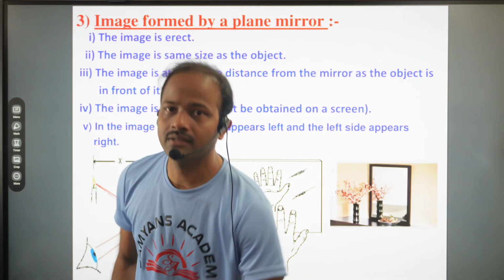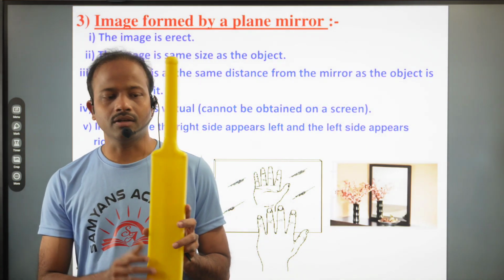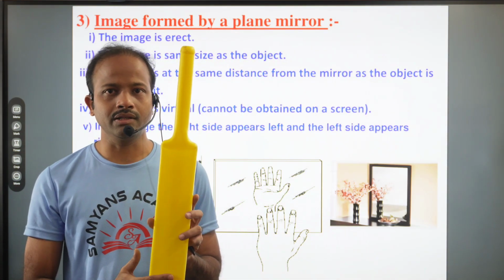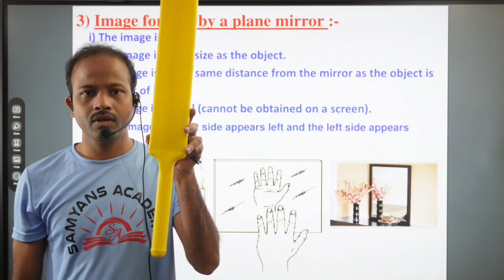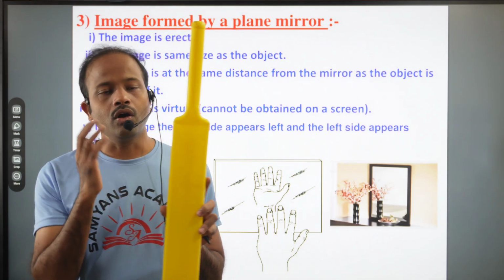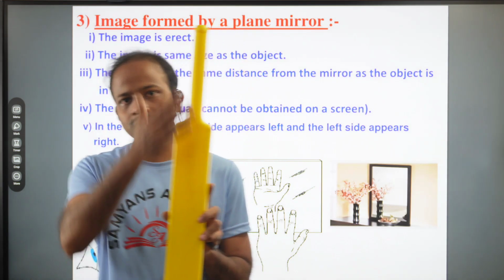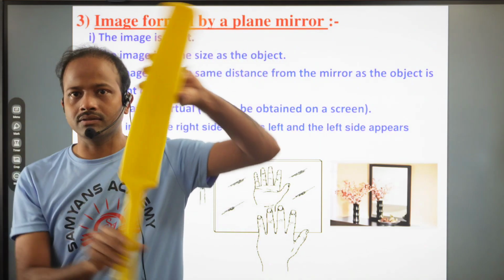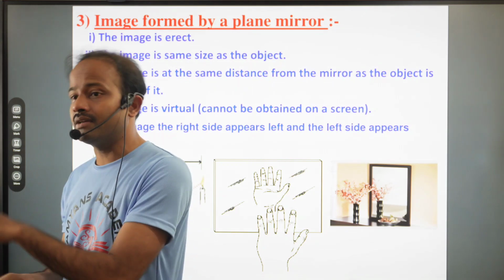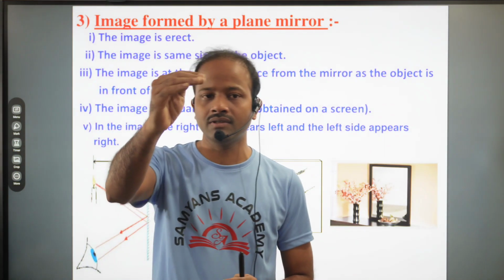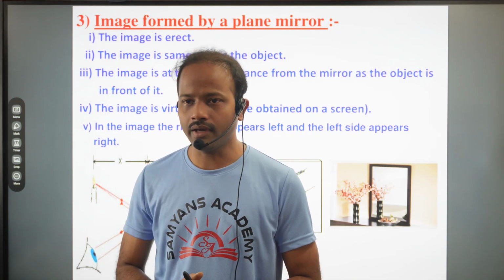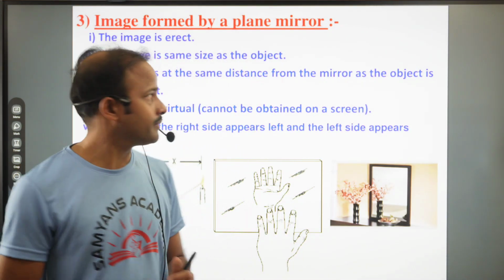Okay, suppose a bat is there. When you take this bat, how will you get the image? You will get the image the same way. You are not getting it like this, right? Suppose you are showing the bat in this direction. How will you get the image? You will get the image also in the same direction. You are not getting it like this, right? It means the image is not inverted. Image is erect means head is matching with the head, legs are matching with the legs, hands are matching with the hands. Okay, and here the image is erect.